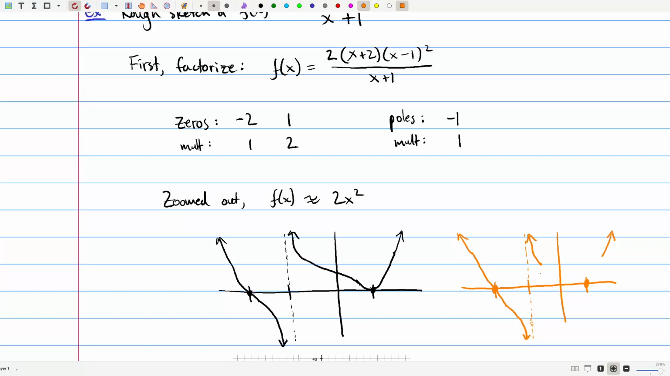And then we know we can't cross the x-axis until we hit this root. And that root at 1 has multiplicity 2, so it's going to look like a little parabola. And then there we go. Let's connect it up using continuity. So that's how I came up with this picture on the left-hand side.